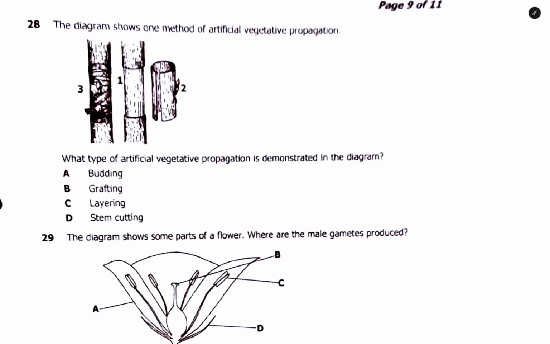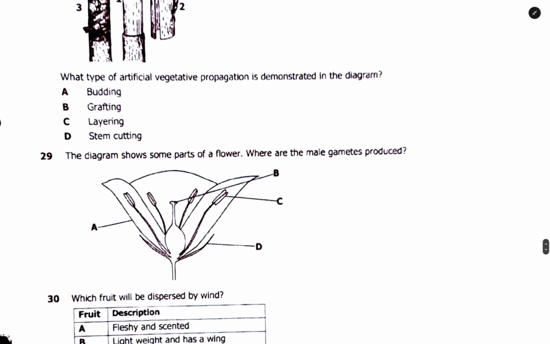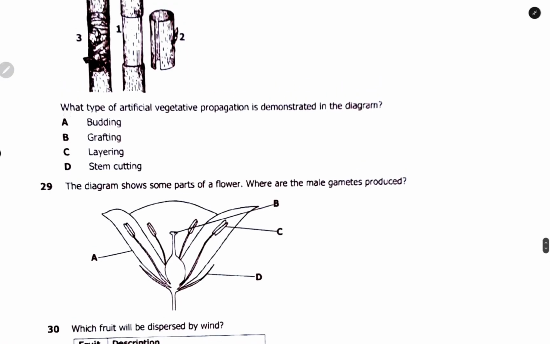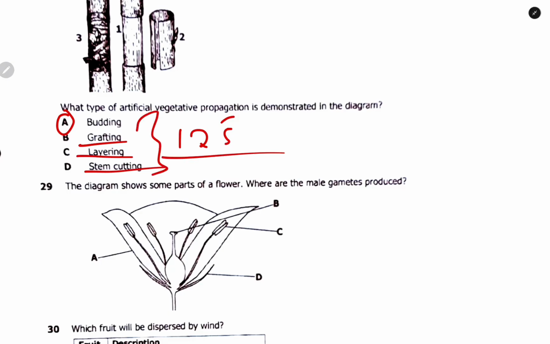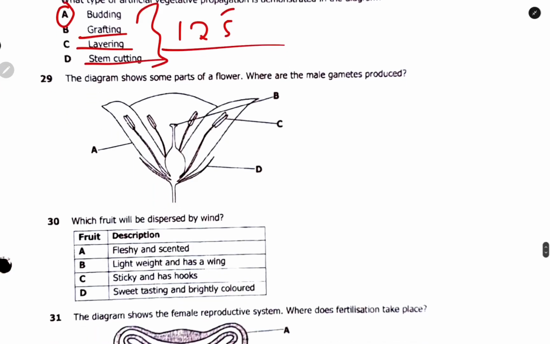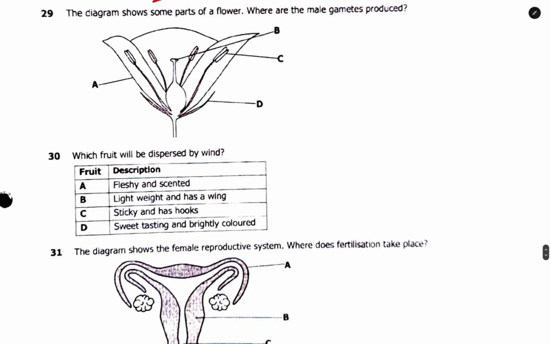Okay, so what type of artificial vegetative propagation is demonstrated in the diagram? This is question 28. This is called budding. So the answer is A. And of course, be able to know what is grafting, rearing, stem cutting. So when you check on page 125, you should be able to find all these types of vegetative propagation.